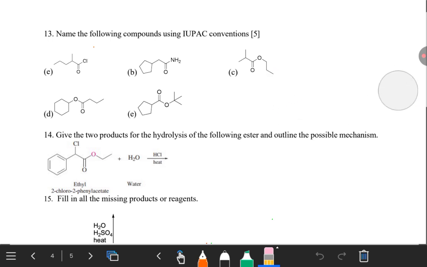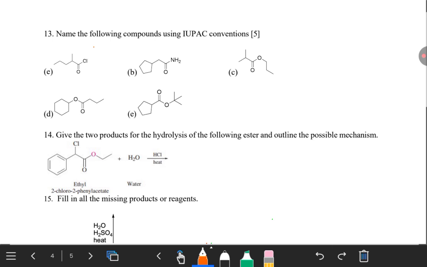Then let's do part D. So part D, what we have is this structure. This is cyclohexane bonded to oxygen. So if we count, it is also an ester group there. So we are going to say, because this has how many carbons? 1, 2, 3, 4. It has 4 carbons. So it is but. Okay.